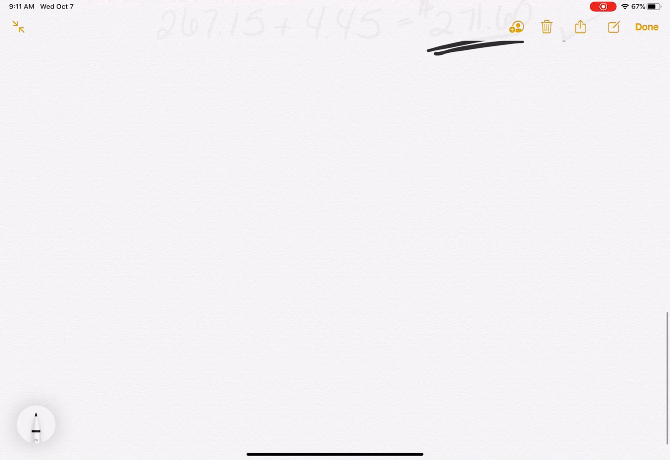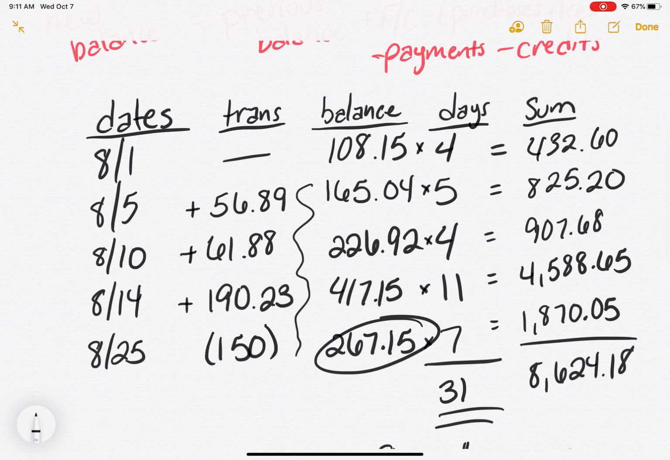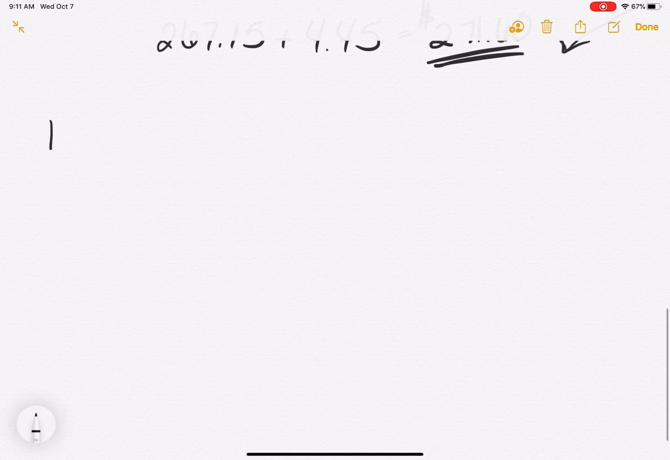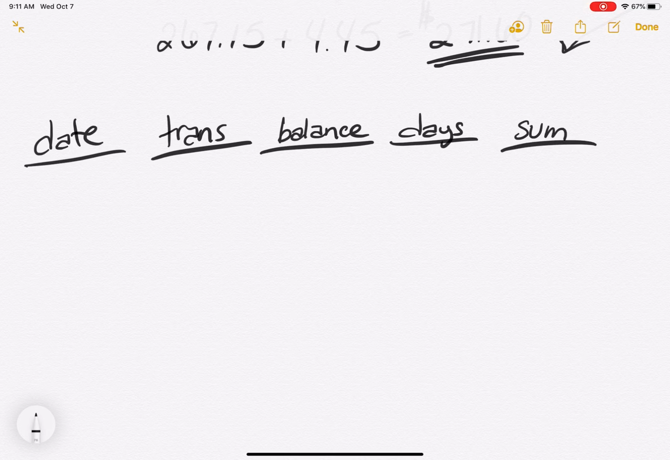Here we go. Part B. So let's do our headings. We have date, transaction, so what happened. Then we have our balance, days, sum. There are so many. Don't worry, when you exclude new purchases, it's way easier. I promise. Well, it's shorter, not really easier, but it's shorter.